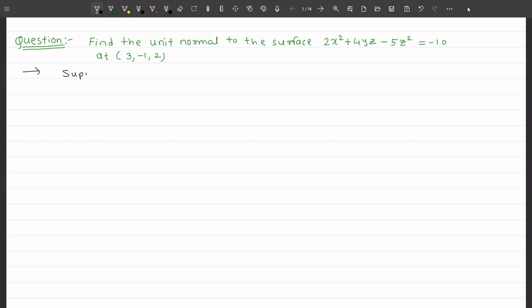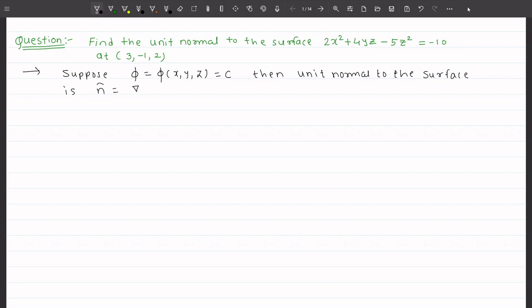Suppose φ(x, y, z) = C is the surface. Then the unit normal to the surface is n cap = gradient of φ upon modulus of gradient of φ, at that point.